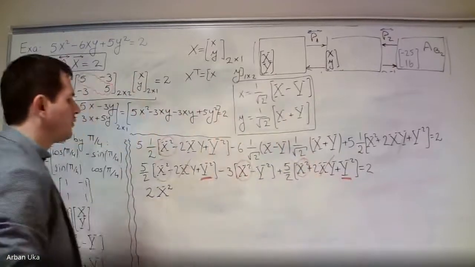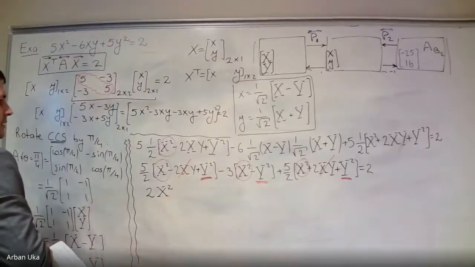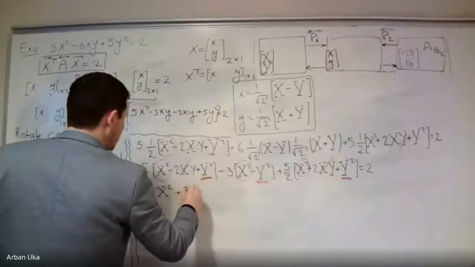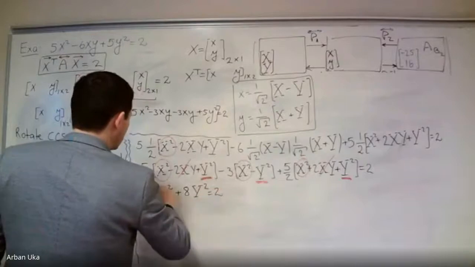We get 5y squared plus 3y squared. What do we get? We can multiply it by 2 to give the 5 over 2. Yeah, 8y squared. Yes, that's true. We get 8y squared. This is equal to 2.